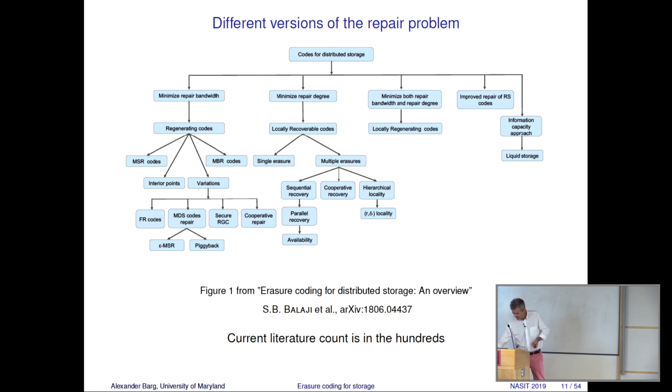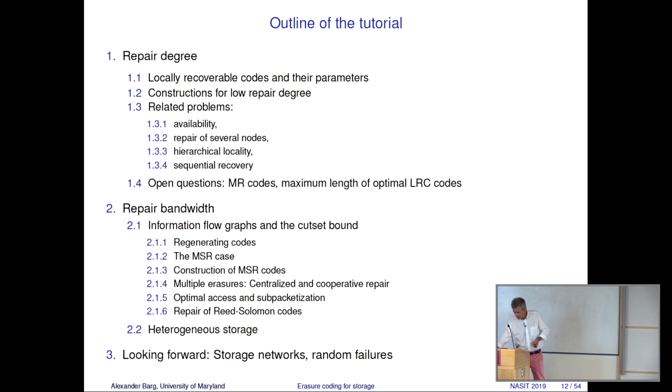Current literature count in the hundreds. This is the outline, and I'm sure, as always, I have over-prepared, but I will skip some parts when I see that it doesn't fit in the time. But this is what I would like to discuss. So locally recoverable codes, constructions for lower the repair degree, related problems, and open questions.